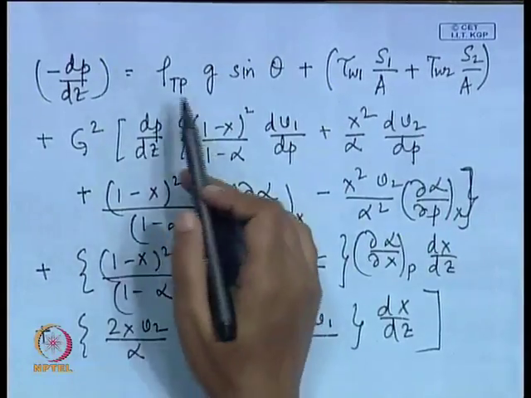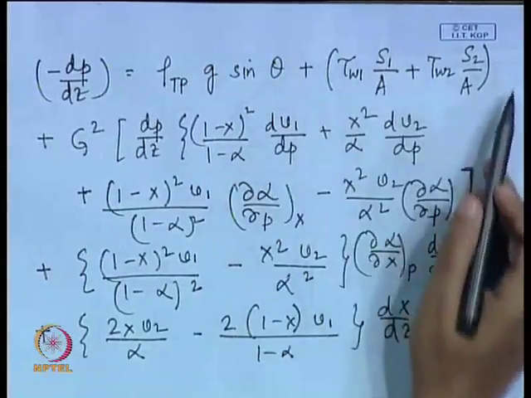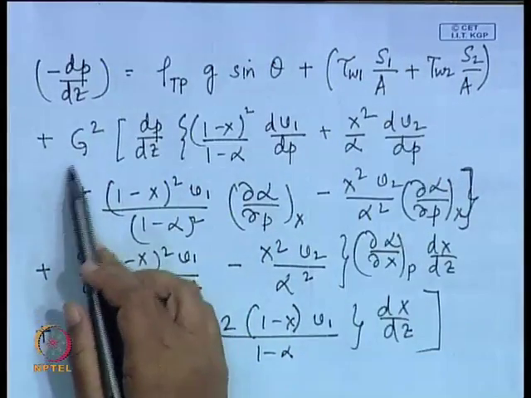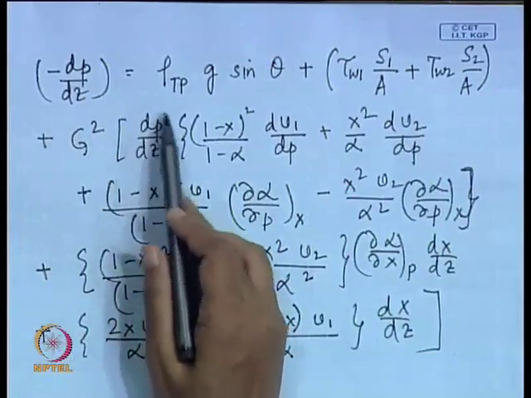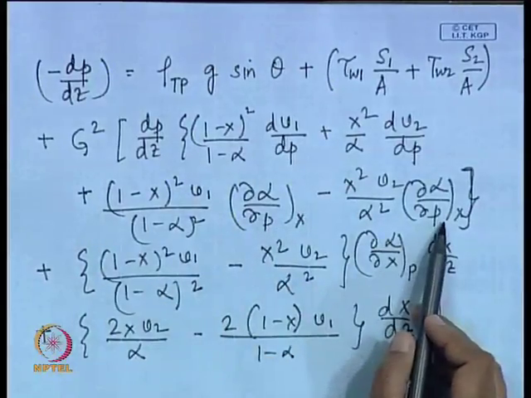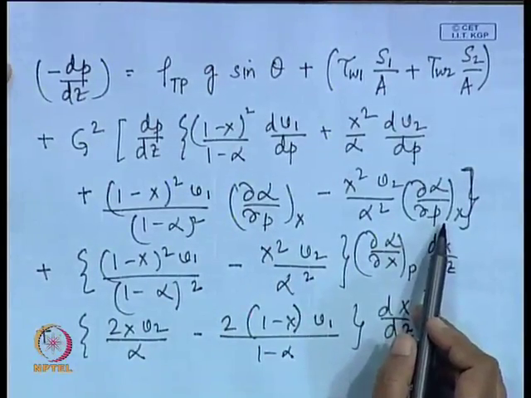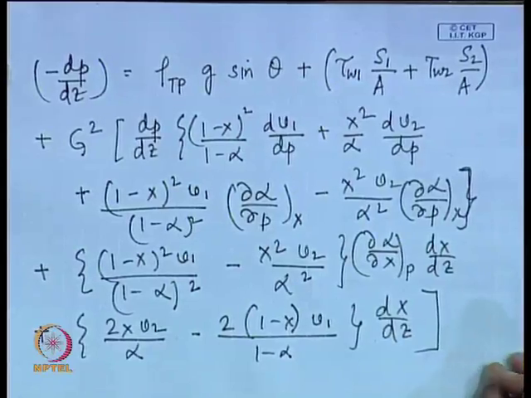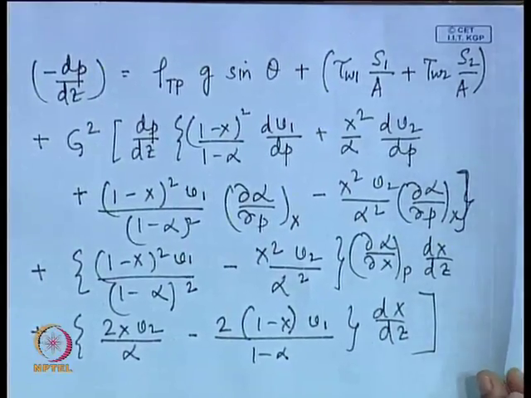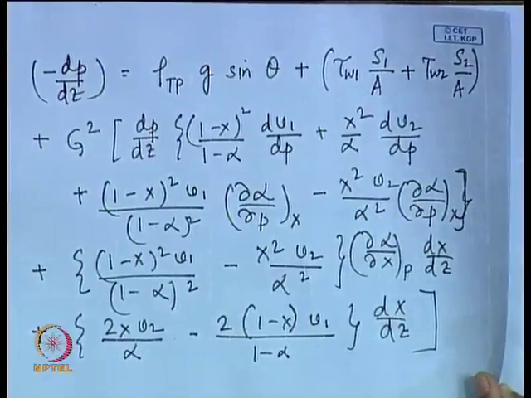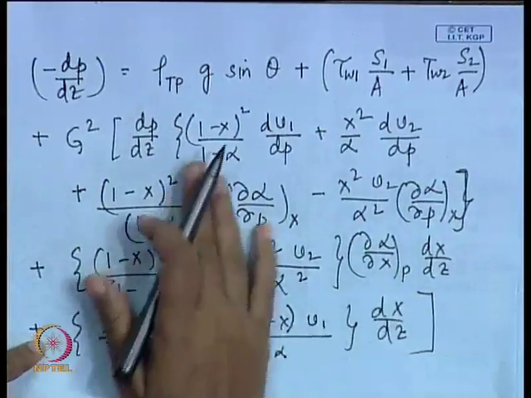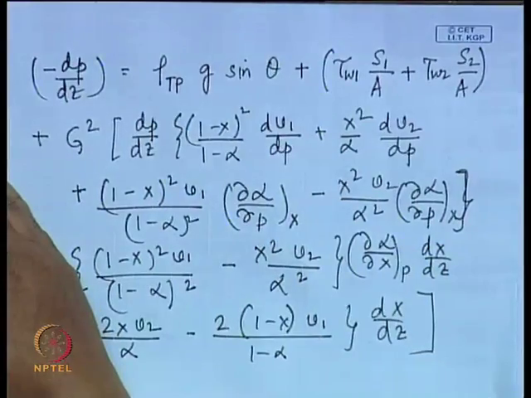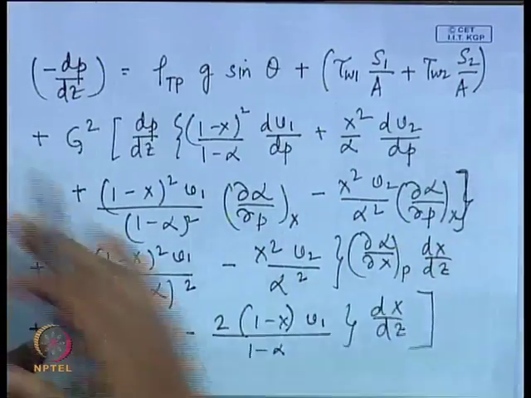First term is the gravitational pressure gradient, the frictional pressure gradient, and then a g square term associated with dp dz. This entire portion will come to the left hand side, and the remaining terms contain dx dz. Just substitute and see whether you have got these terms or not. Now, once we get this, what can we do? We can simply bring all the dp dz containing terms to one side, so that it becomes easier for us.